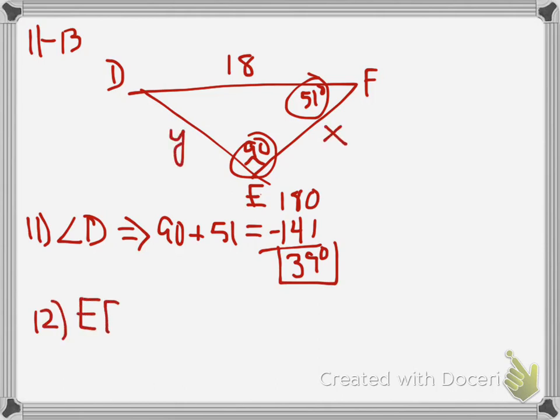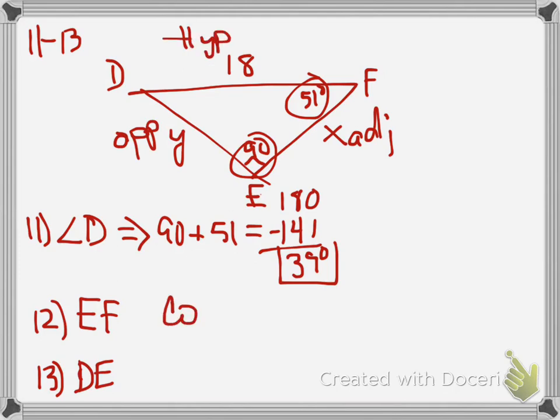On number 12, there's EF and there's DE. Now, in reference to the 51 degrees, because I'm working out the 51 degrees. I mean, you could work out the 39, but anyways, so here you can see this is the adjacent and the y is the opposite. The 18 is the hypotenuse.